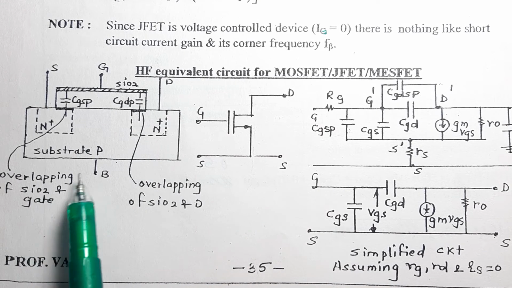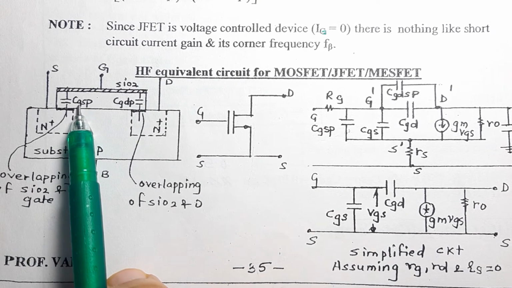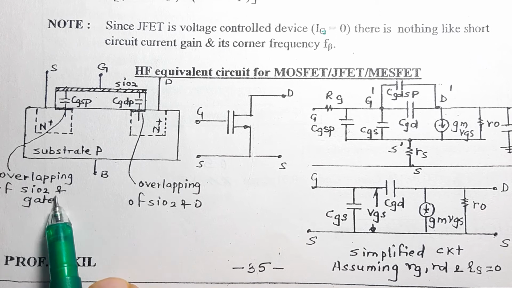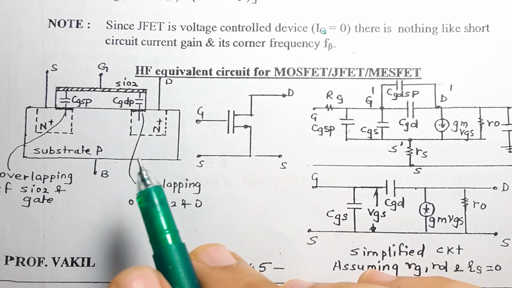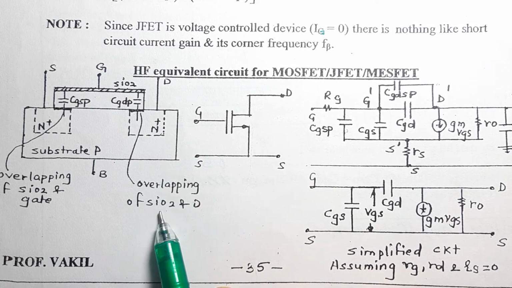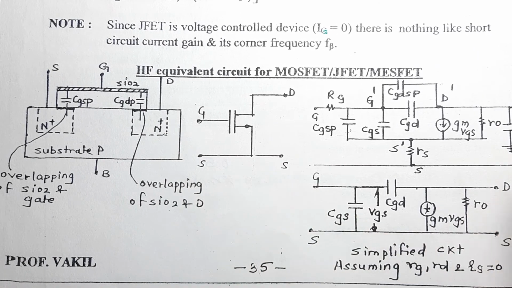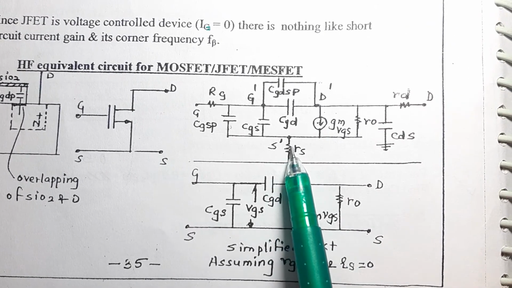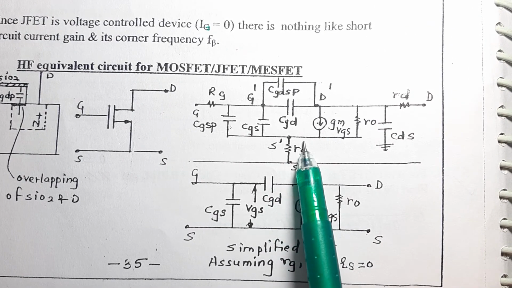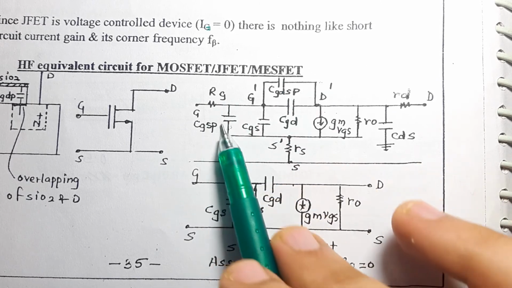CGSP was developed due to the overlapping of silicon dioxide and your gate over here, and your CGDP was nothing but the overlapping of SiO2 and your drain over there. Now this is the high frequency model of your MOSFET. So there is some new terminology that you need to consider.